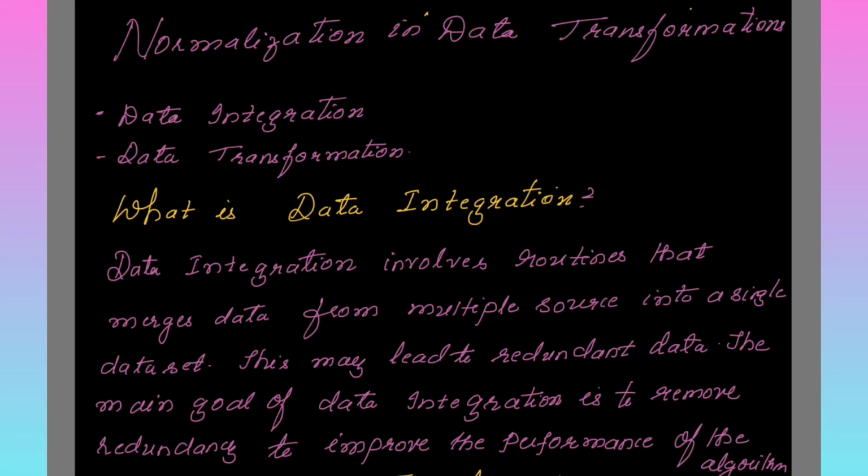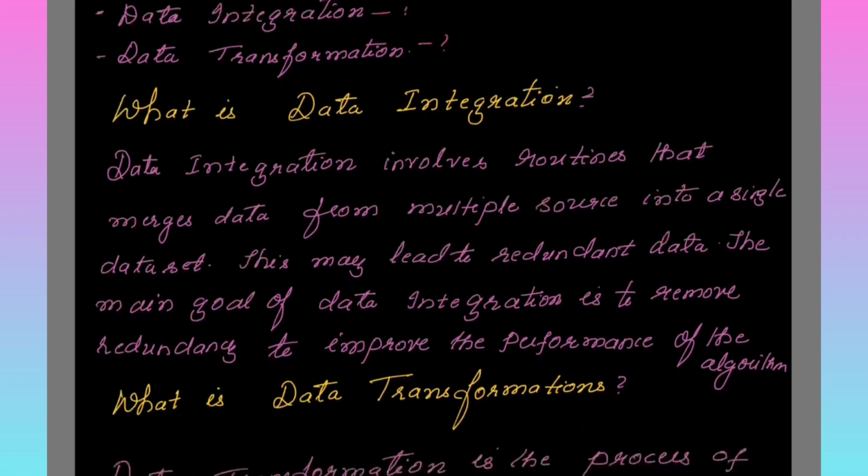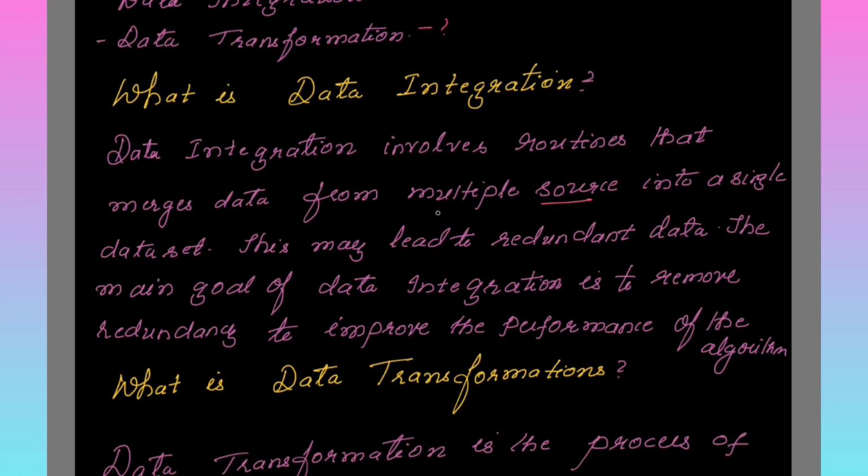Before I start discussing normalization, I would like to first talk about data integration and data transformation. What is data integration and what is data transformation? Data integration involves routines that merge data from multiple sources into a single data set. This may lead to redundant data. The main goal of data integration is to remove redundancy to improve the performance of the algorithm.